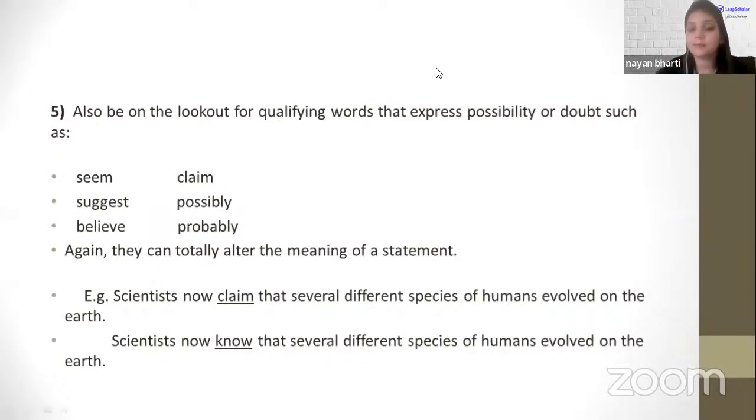Okay. Another thing apart from distractors, you can watch out for the qualifying words, right? That express possibility. Okay. If I say claim, if I say believe, are both the same thing?